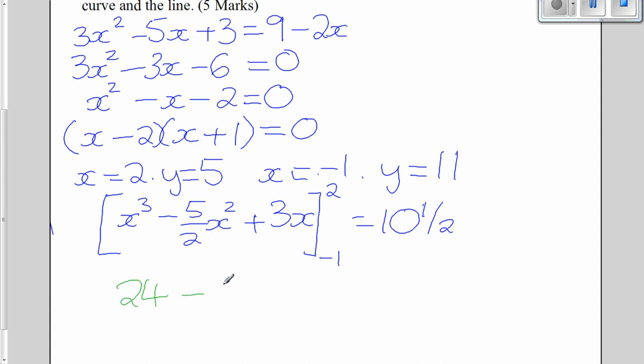So the area we want is 24, take away 10.5. 24 take away 10.5 is 13.5, isn't it? 13.5 units squared.